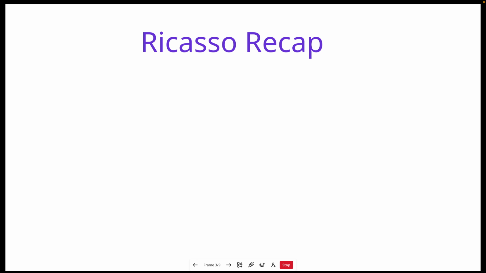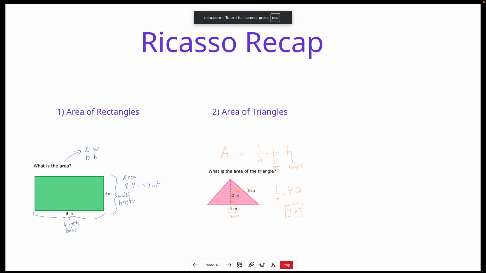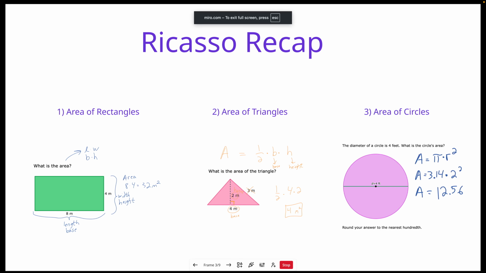In 30 seconds or less, here's what you need to know before you start this lesson. Firstly, you should already know how to find the area of rectangles. Secondly, you should know how to find the area of triangles. And lastly, you should know how to find the area of circles. If you want refreshers on any of these three topics, I will link videos in the description below. Please go watch that before you start this lesson. All right, new lesson starts now.